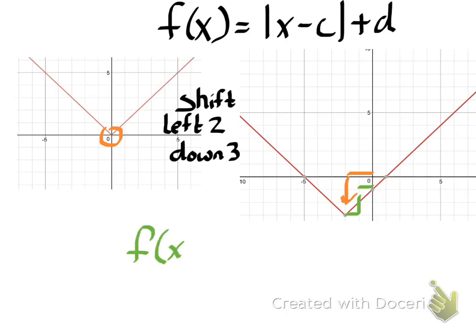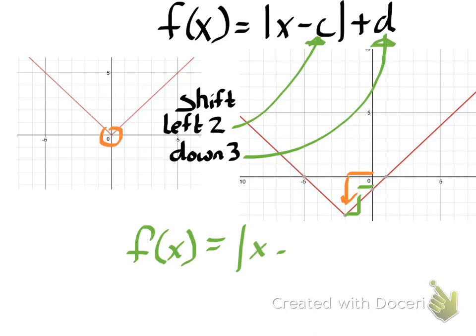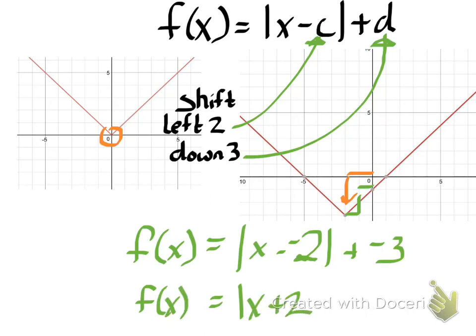So when we put it all together, since we went left 2, the left is inside, and the down 3 is on the outside. So the absolute value of x minus a negative 2, and outside of the absolute value we have plus a negative 3. To simplify our signs, f(x) = |x + 2| - 3.